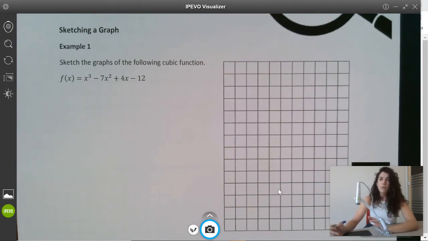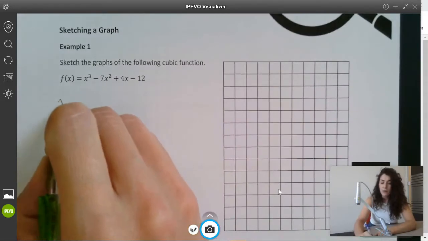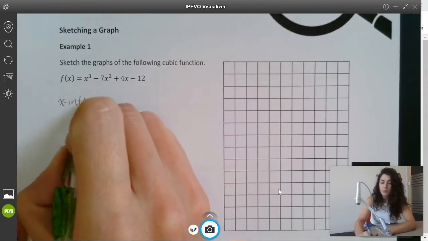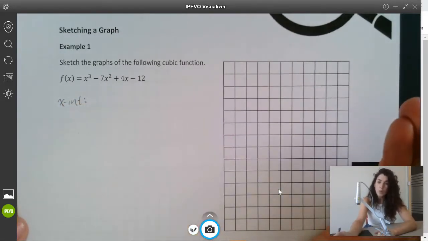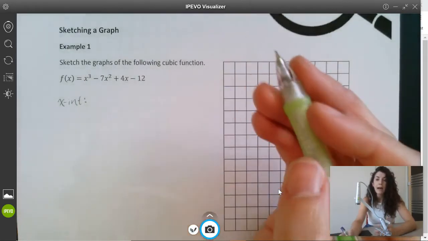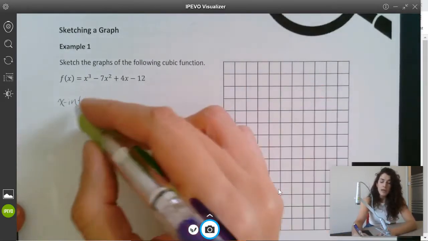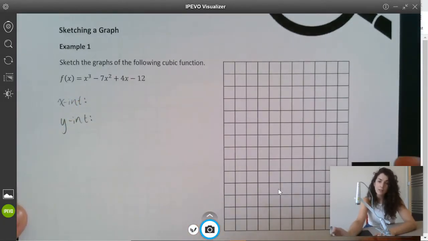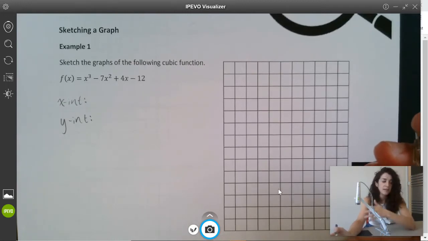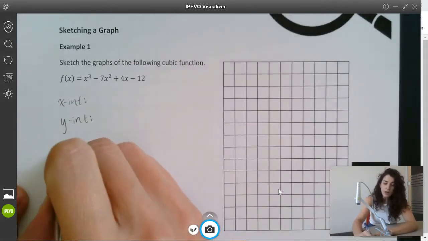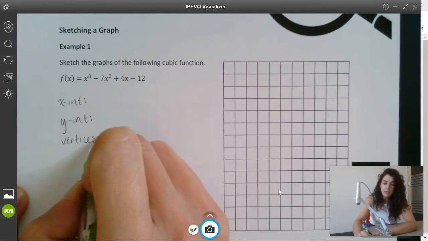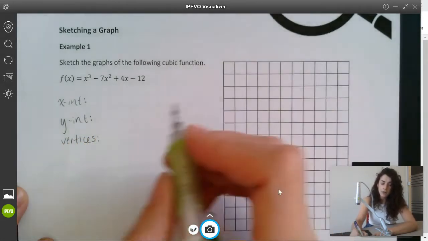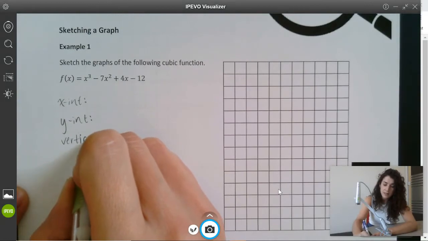So sketching a graph. With quadratics, we needed to have a few key things. We needed to have our x-intercepts, which we could have at most 2 with quadratics. With cubics, we could have at most 3. We also needed to have our y-intercept, which will always just be 1 because functions can't have more than one y-intercept, or else it wouldn't pass the vertical line test. We also then check for vertices. Notice that this is the plural of vertex. So that's I-C-E.